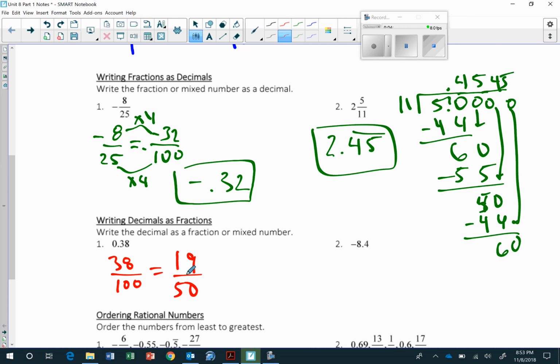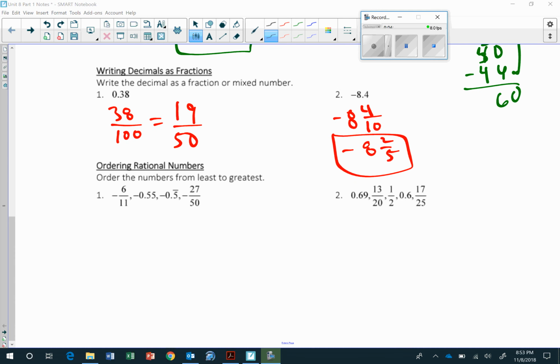For number 2, I have negative 8.4. Since I have a number to the left of the decimal, I know I'm going to wind up with a mixed number instead of just a fraction. So negative 8 is going to go out in front. And I would say 0.4 is 4/10, so I can write that as a fraction. If I simplify that, I'll wind up with negative 8 and 2/5.